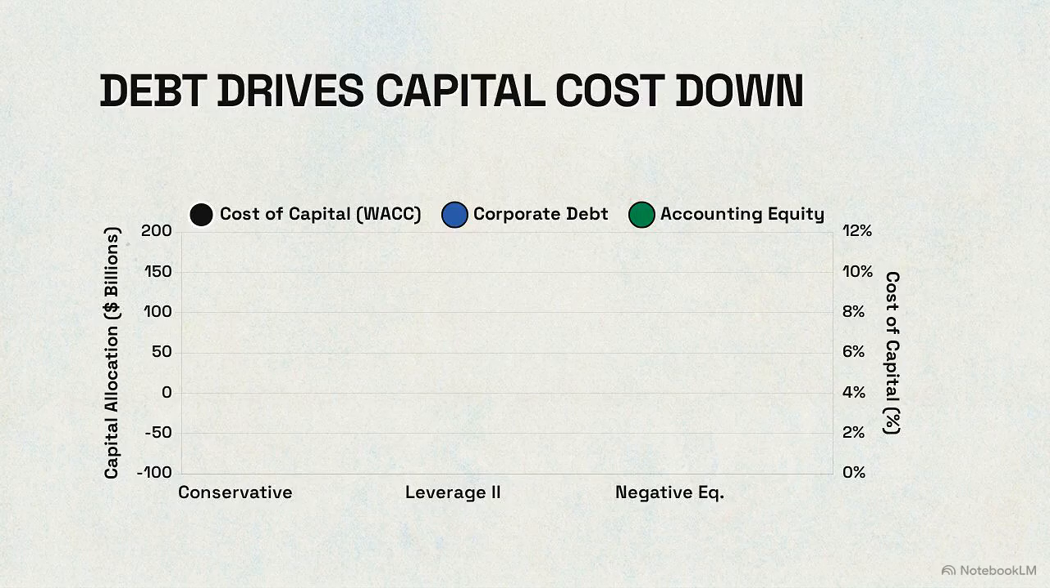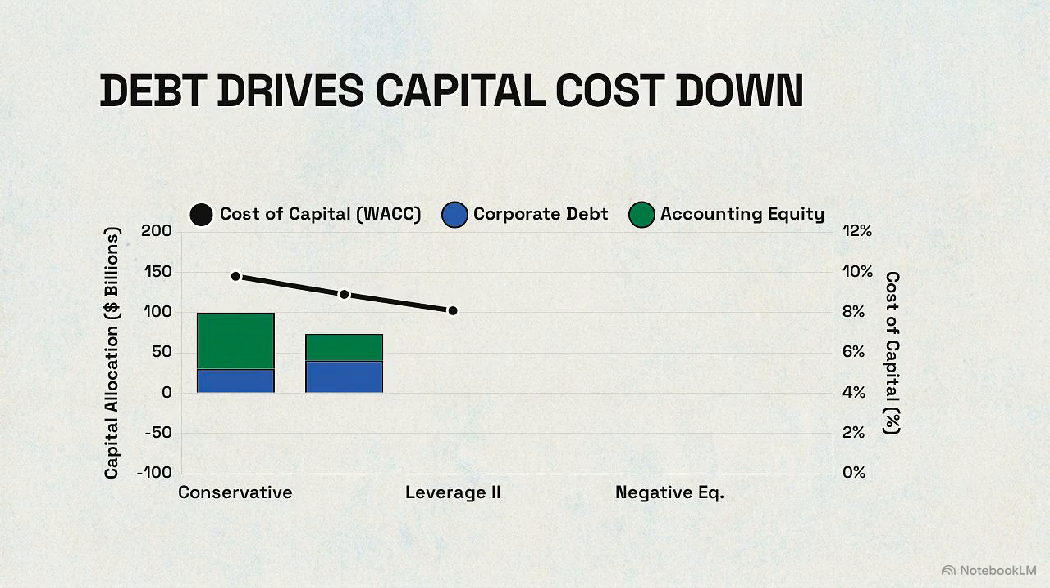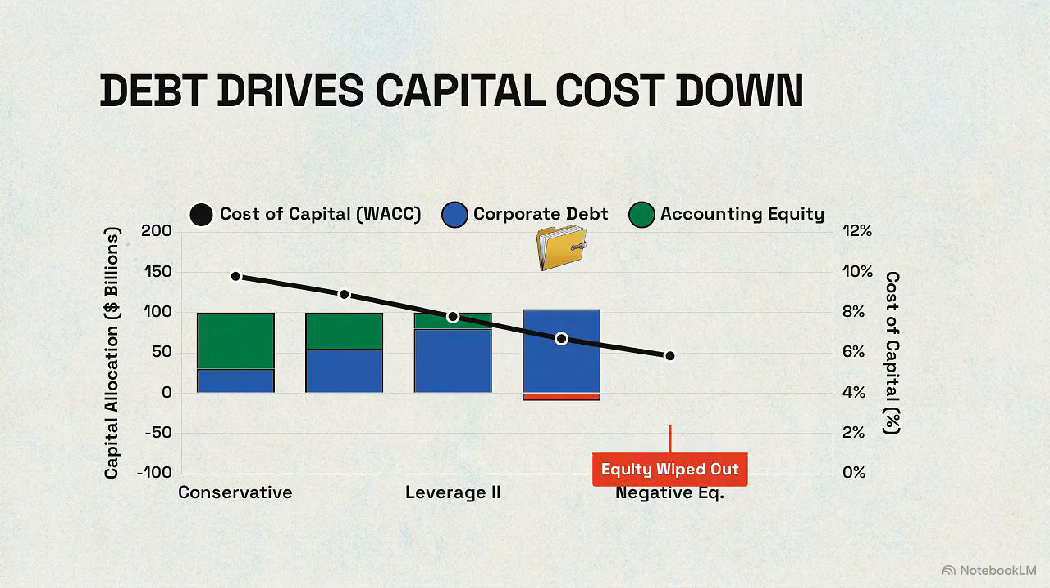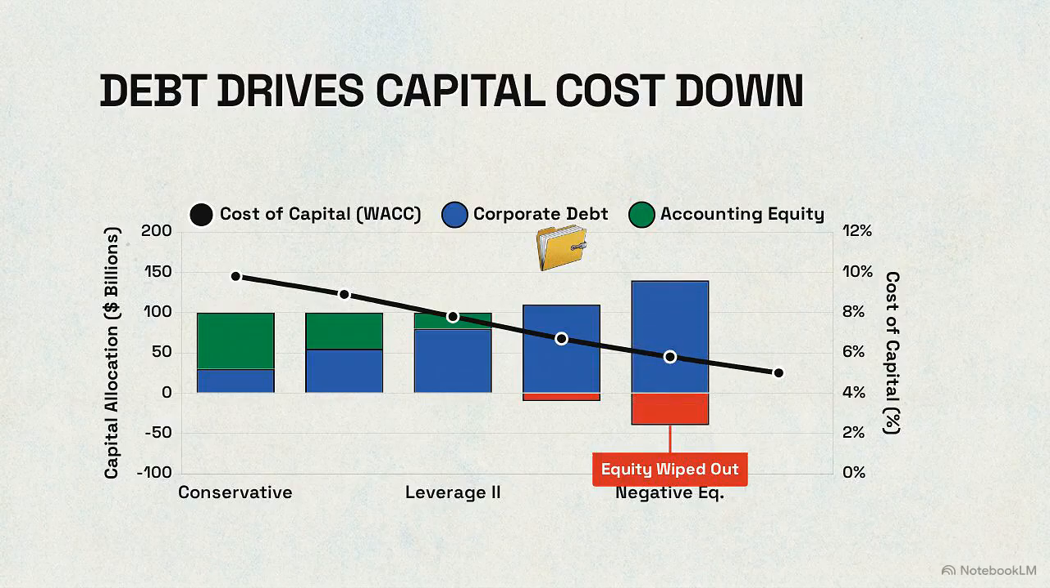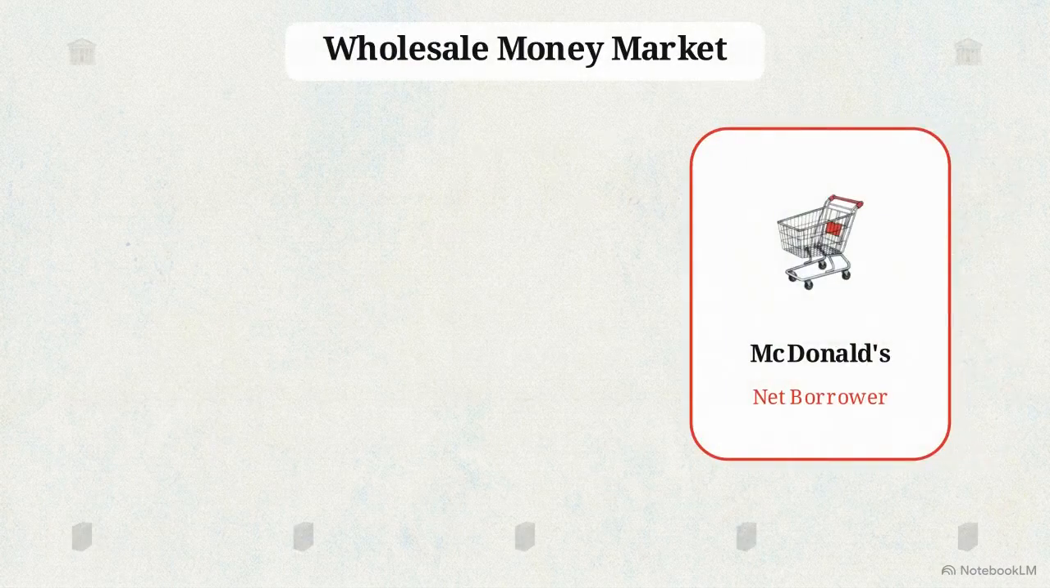This chart demonstrates the goal of that strategy. Debt is cheaper than equity, and interest payments are tax-deductible. By borrowing heavily and wiping out their accounting equity, McDonald's forces their overall cost of capital to its lowest possible point. And who exactly is lending McDonald's all this cheap money?